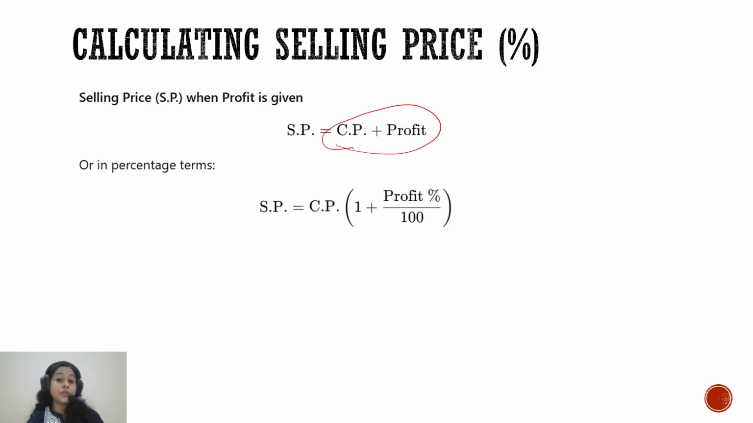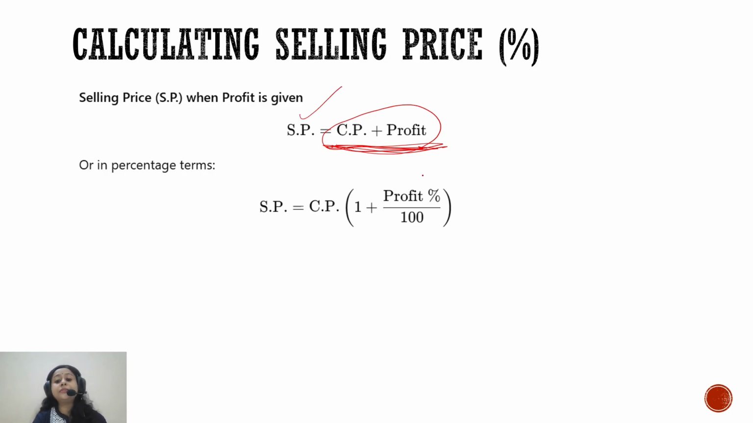Okay, so when there is profit from selling the product and you don't know the selling price, but you have these two pieces of information available, then you just add cost price with profit and you will get selling price. Now how will we find this out in percentage terms?